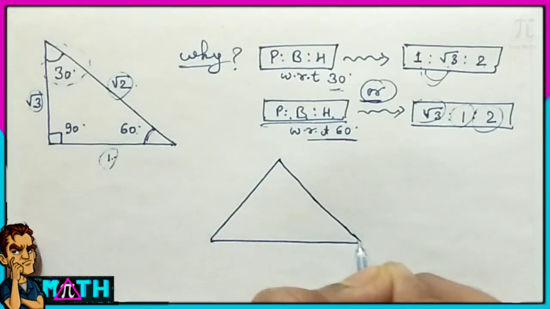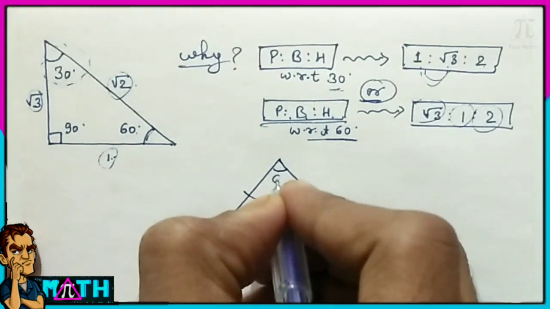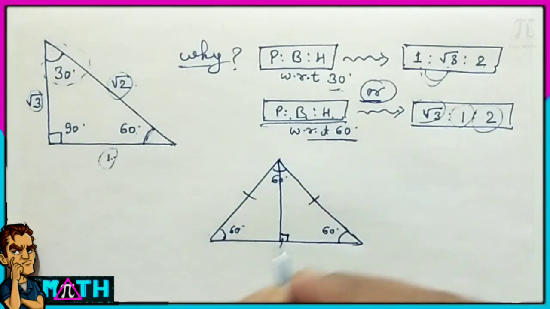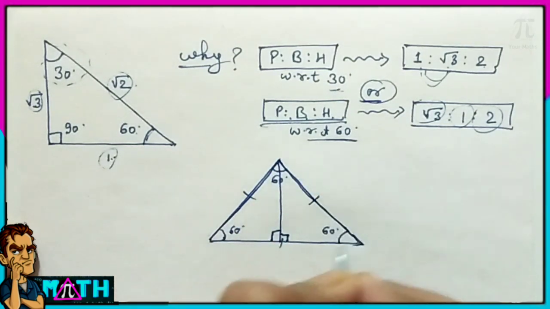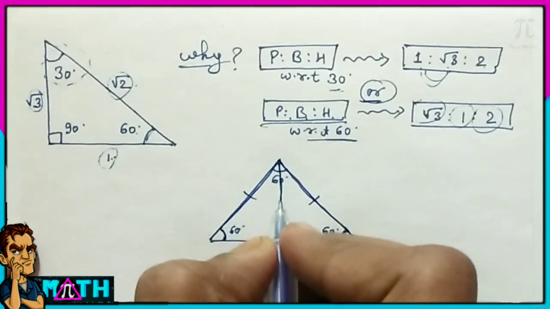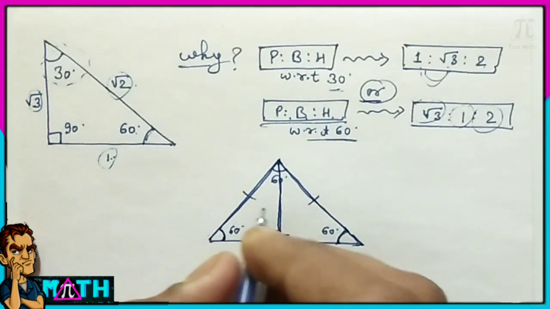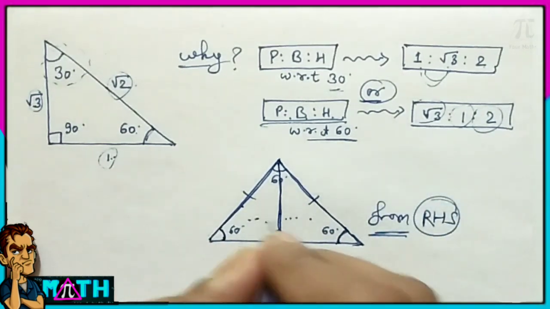So for that, let me draw a triangle which is an equilateral triangle, meaning all sides are equal and all angles must be 60 degrees. Now let me draw a height, and here it's 90 degrees, and you can see this and this side is equal, and this side is common in both the triangles, and this is 90 degrees. So you can see from RHS both triangles are congruent.